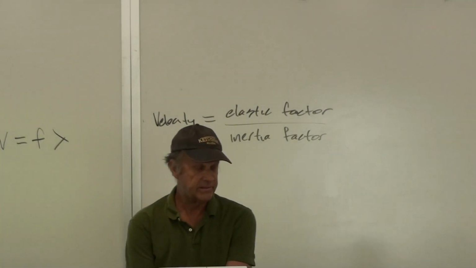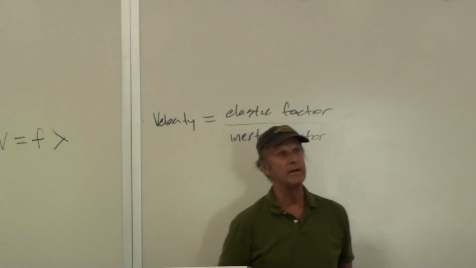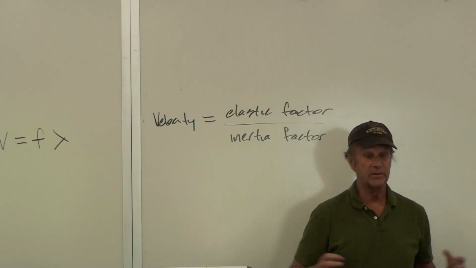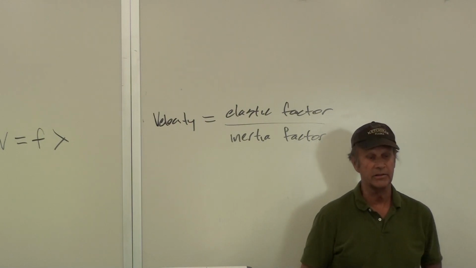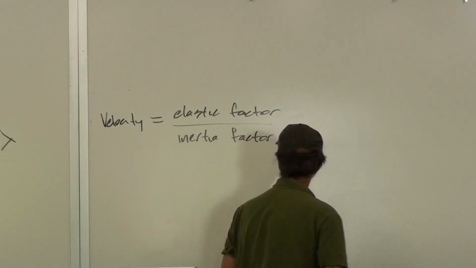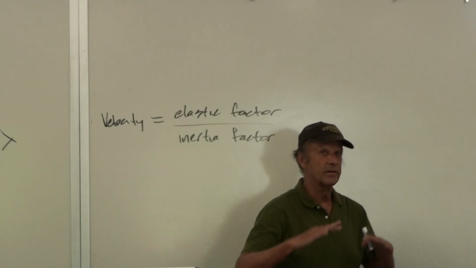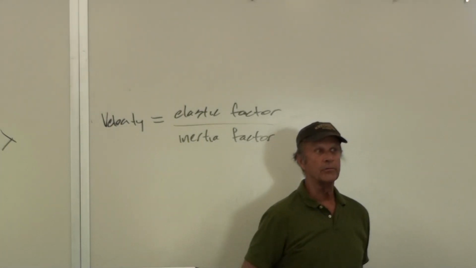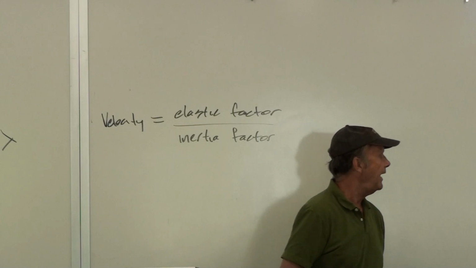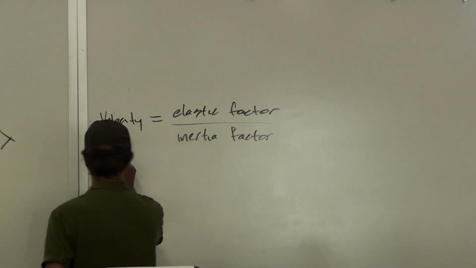And so that elastic factor can take on many different forms depending on the type of wave that we're dealing with. In the case of a string wave, it would just be the tension in the string. Then that's divided by an inertia factor. And that inertia factor relates to how much mass there is that is being moved back and forth with simple harmonic motion. In the case of a string, this would just be the mass per unit length of the string.